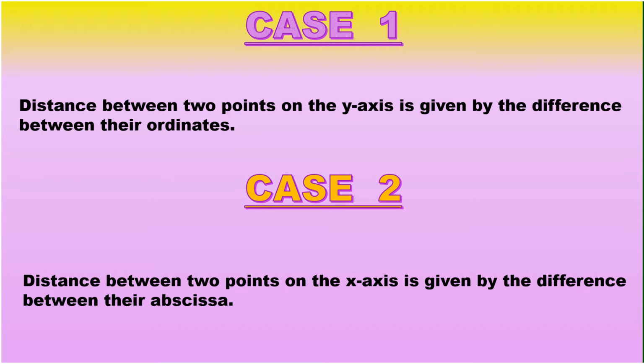Now let us consider two cases of distance between two points on the graph. Case 1: Distance between two points on the y-axis is given by the difference between their ordinates. Whereas in case 2, the distance between two points on the x-axis is given by the difference between the abscissa.